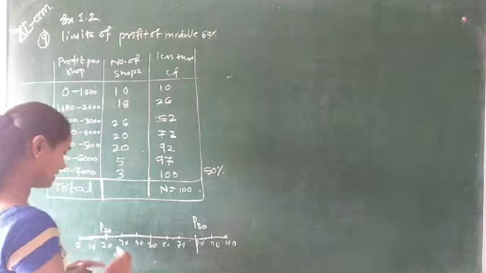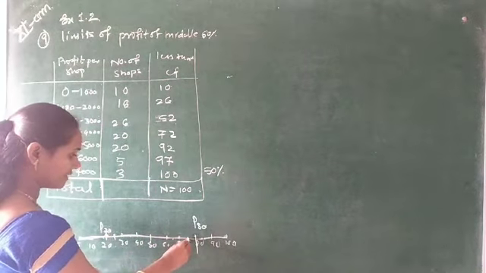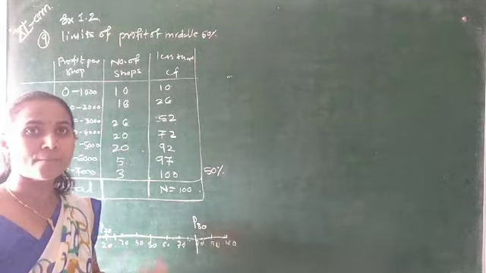Limits of 50% are 25 and here it is 75. Then it is limits of 50%.